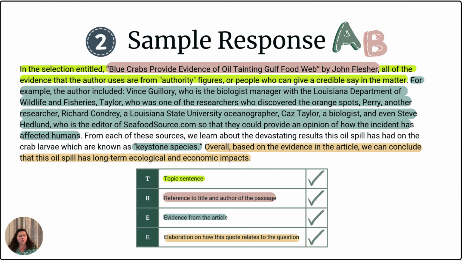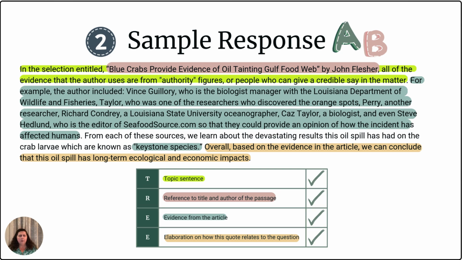From each of these sources, we learn about the devastating result this oil spill has had on the crab larvae, which are known as, quote, keystone species. Overall, based on the evidence in the article, we can conclude that this oil spill has long term ecological and economic impacts. Wow, what a difference, right?